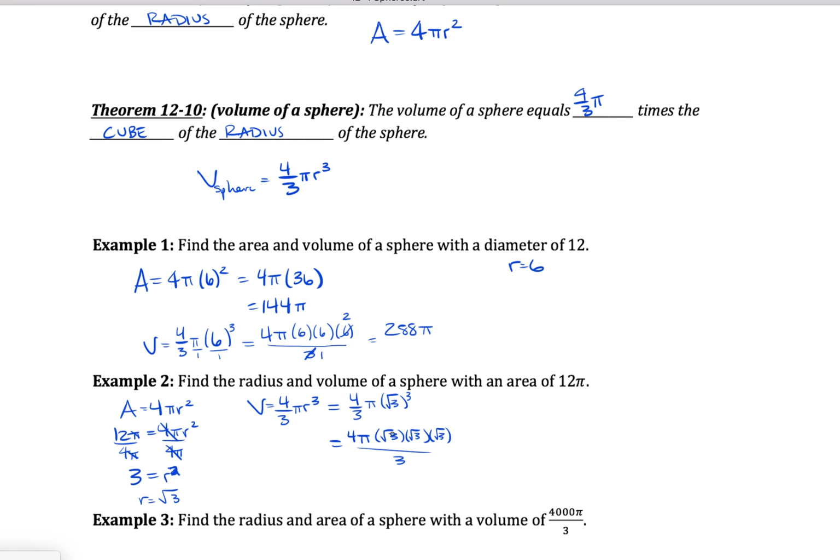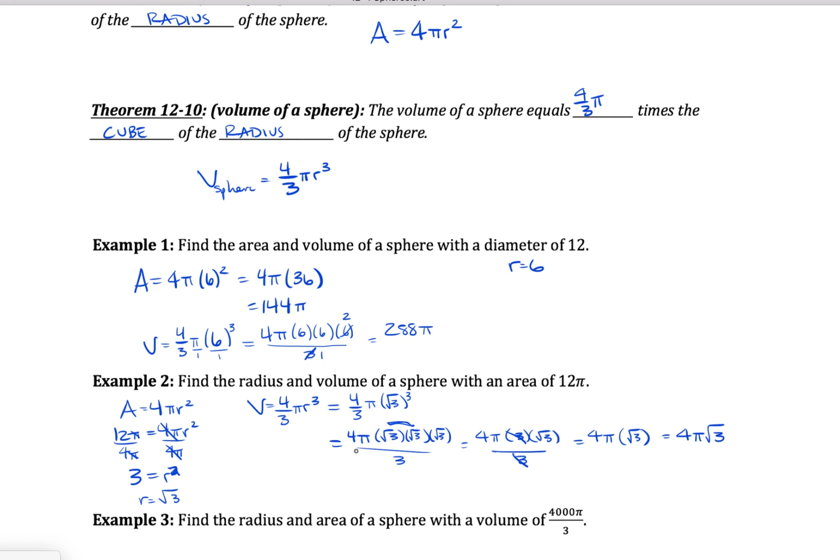Now, if I just multiply two of these square root 3's together, I know that that's going to turn into a 3. And then I'd still have the other square root of 3 hanging off the end here, and I still have the 3 on the bottom. But this 3 on the top will cancel out the 3 on the bottom, and now I have 4 pi times the square root of 3, which we've been writing in terms of pi as 4 pi square root 3.